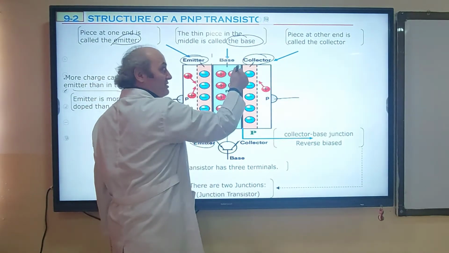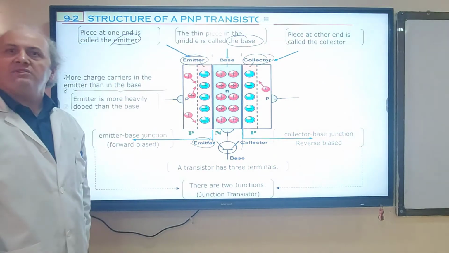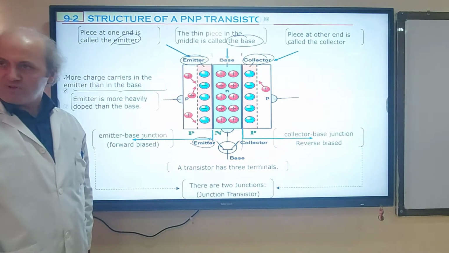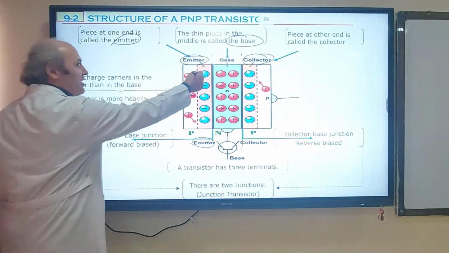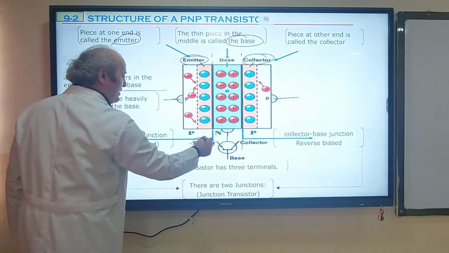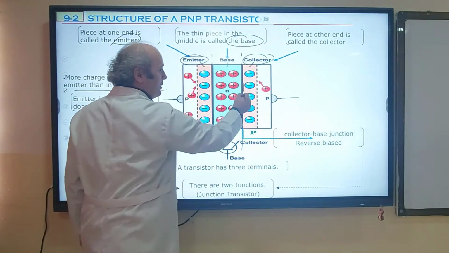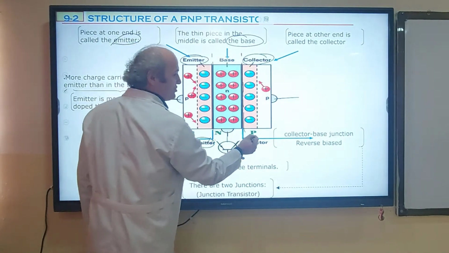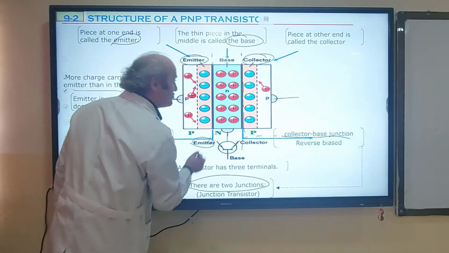Between collector and base, there's one more junction. How many junctions are there? Two. In diodes, normally we have one junction, but in transistors, we have two junctions. One junction is the emitter-base junction. The other one is the collector-base junction. There are two junctions in this transistor.